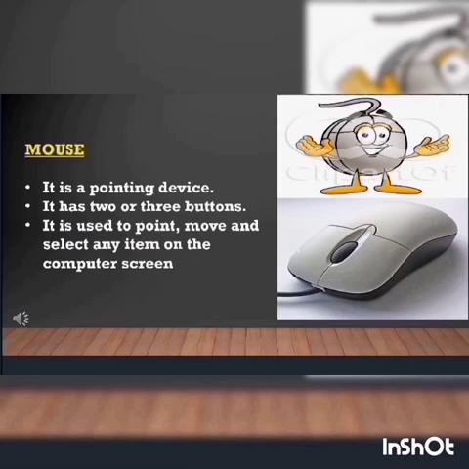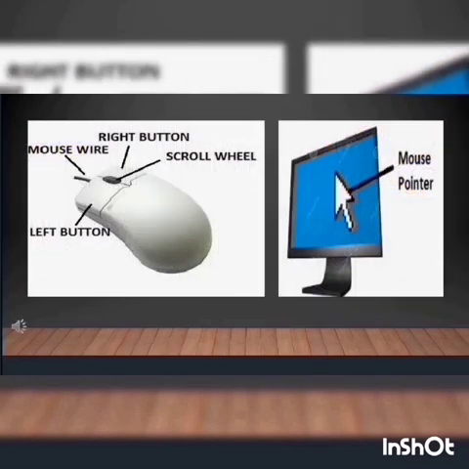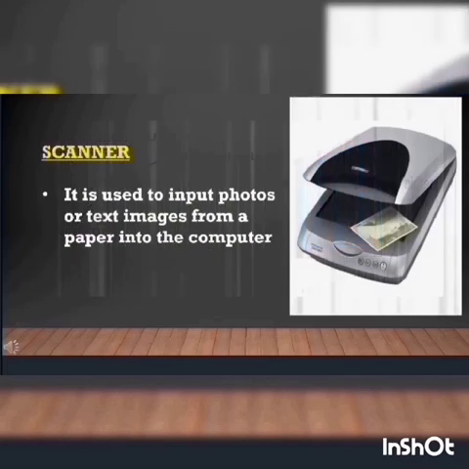Mouse. It is a pointing device. It has 2 or 3 buttons. It is used to point, move and select any item on the computer. It is called a pointing device because when you move the mouse, its pointer on the screen also moves. Here you can see the parts of a mouse: left button, right button, scroll wheel, mouse wire.